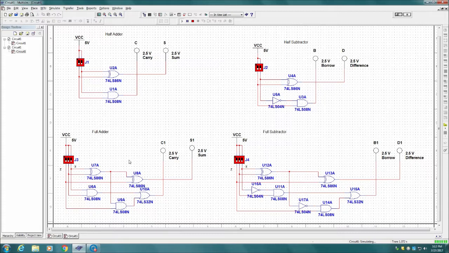The full adder is a circuit which will add 3 bits, X, Y, and Z, and produce 2 outputs, sum and carry. The sum and carry outputs will be 0 when all the inputs are 0. The sum output will be 1 and carry output will be 0 when one of the inputs is 1. When 2 of the inputs are 1, the sum output will be 0 and carry will be 1. When all the 3 inputs are 1, the sum and carry will be 1. You can give all the possible conditions and verify the truth table.